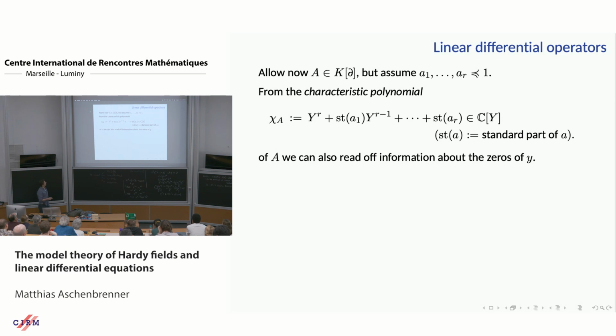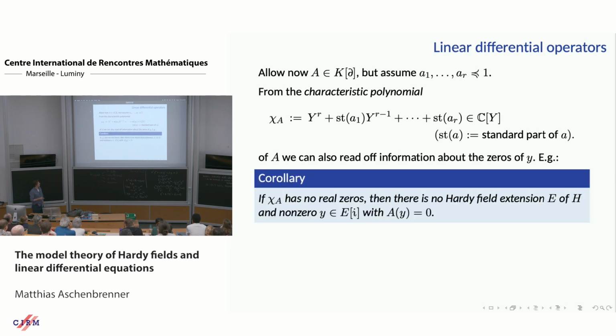So then we can form the characteristic polynomial, as I did in this example. But instead of just taking the coefficients outright, I need to take the standard parts, in other words, the limits at plus infinity. And then the general philosophy is that you can read off from the zeros of this polynomial a lot about the solutions of the equation A of y equals 0. And in the Hardy-Field context, this also applies. So for example, if this characteristic polynomial has no real zeros, then there is no Hardy-Field extension where the equation A of y equals 0 has a solution in the complexification.